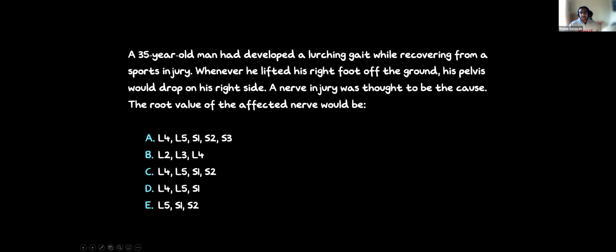next question. A 35-year-old man developed a limping gait while recovering from a sports injury. Whenever he lifted his right foot off the ground, his pelvis would drop on the right side. A nerve injury was thought to be the cause. The root value of the affected nerve? Okay. Now, there's a couple of ways of going about this. I'll let you just grapple with the question for a second, but there are a couple of methods. We'll talk about that in a second.